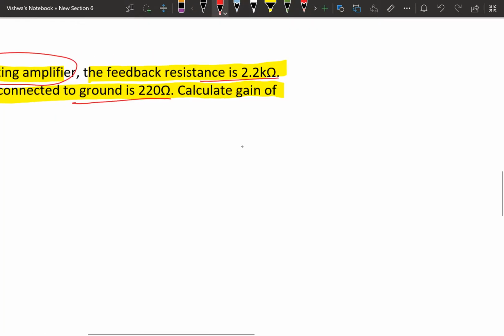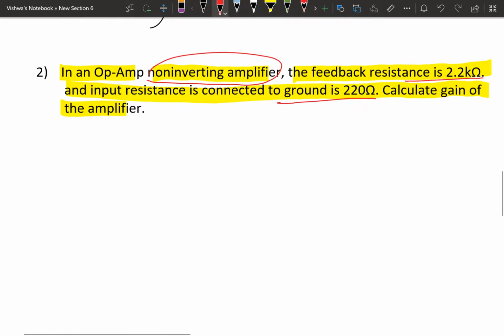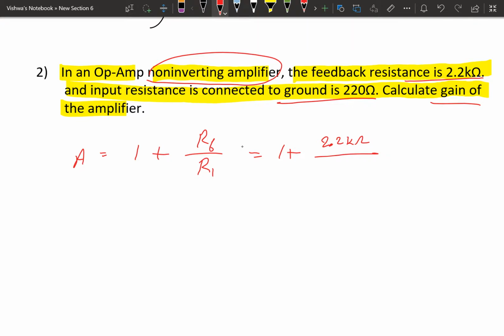gain of the amplifier. Here the gain is given by A equal to, for non-inverting, 1 plus RF divided by R1. So 1 plus RF by R1, what is it? The feedback resistance is 2.2 kilo ohm and the resistance is 220 ohm. This is equal to 1 plus 2.2 kilo, meaning 2200, divided by 220. So the gain is 11. Like that we have to find the gain of inverting and non-inverting amplifiers.